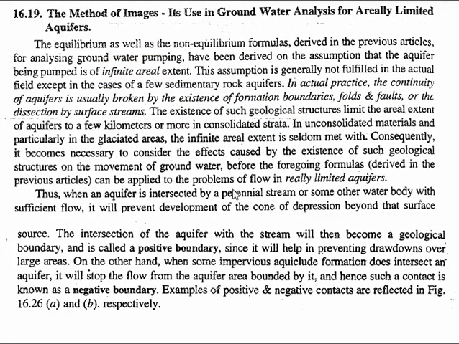Okay, so the next thing is about the positive and the negative boundaries. So what are these positive and negative boundaries? We know that when an aquifer is intersected by a perennial stream, perennial meaning a stream in which water is present 24 by 7, or some other water body with sufficient flow, then it will prevent development of the cone of depression beyond that surface.